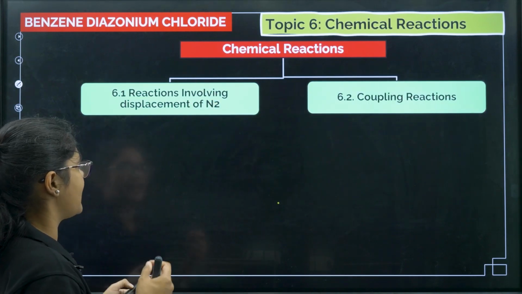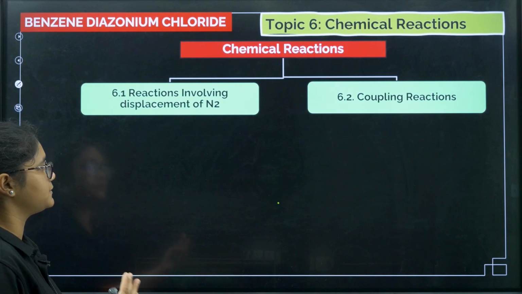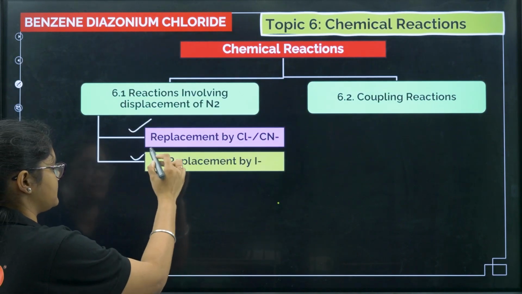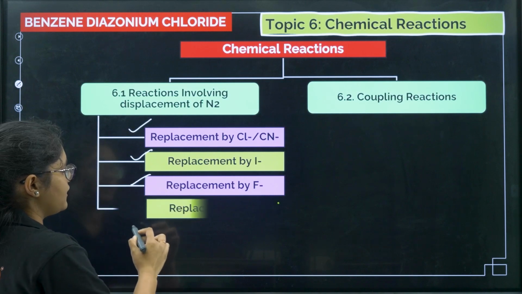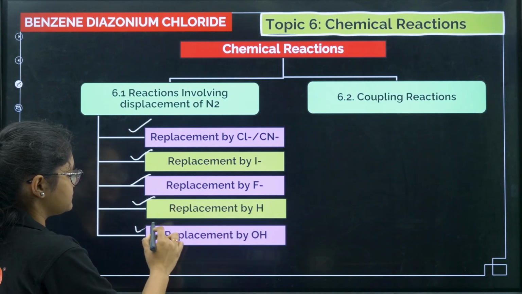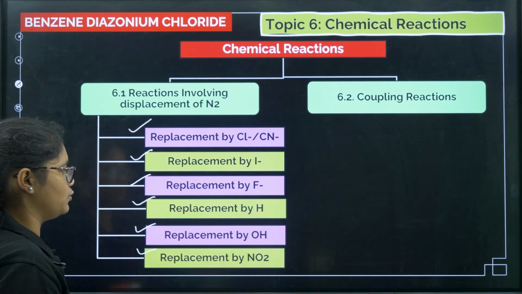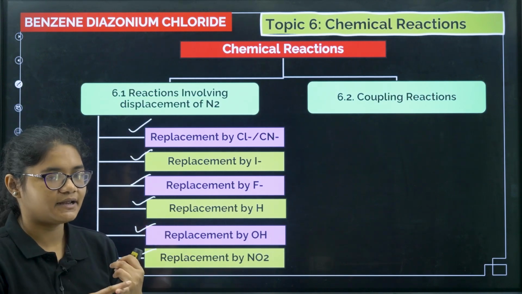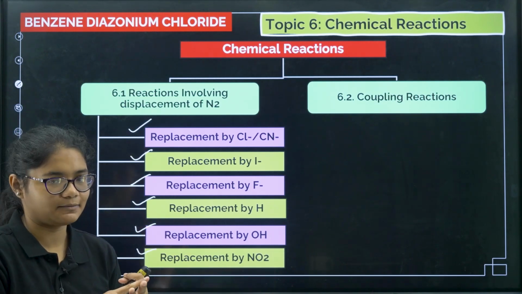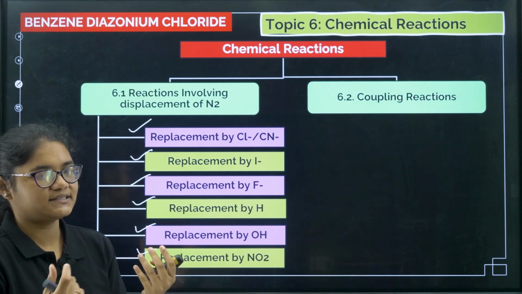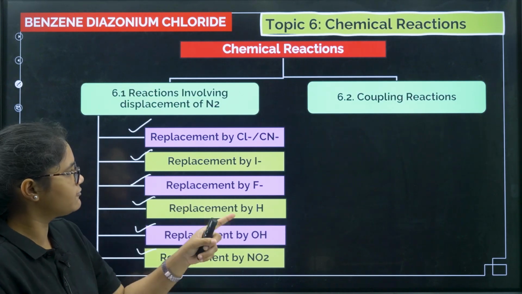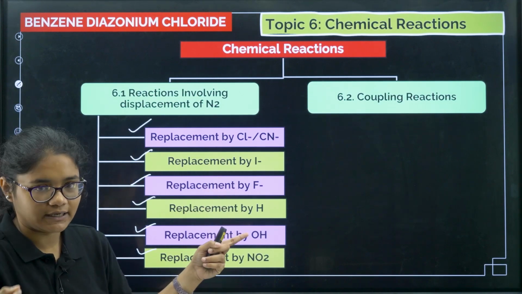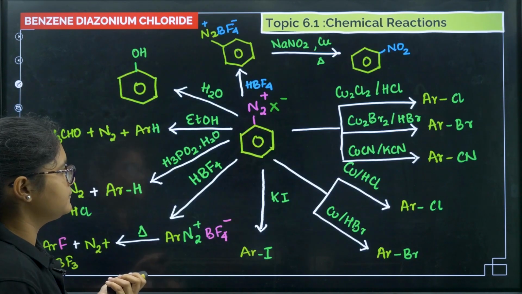Now under reactions involving the displacement of the N2 group, we have replacement by Cl minus or CN minus, replacement by I minus, replacement by F minus, replacement by H, replacement by OH, and then replacement by NO2. So there are a total of 6 replacements we can do. We will see, if I want to replace N2 with Cl, which reagent we need. All those things we'll see.